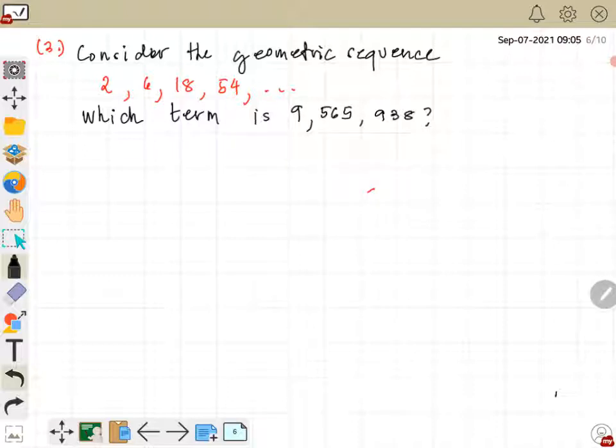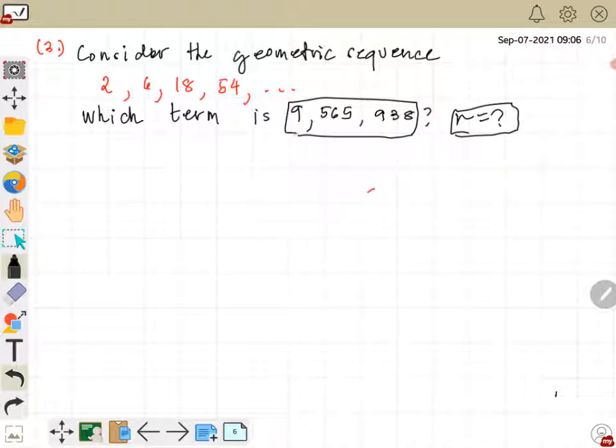We have considered the geometric sequence 2, 6, 18, 54, and so on. The question is, if we continue the terms, one of the terms will be 9,565,938. But which term is that? So which term is that 9 million talking about? You're looking for simply the value of n, because n refers to the position.